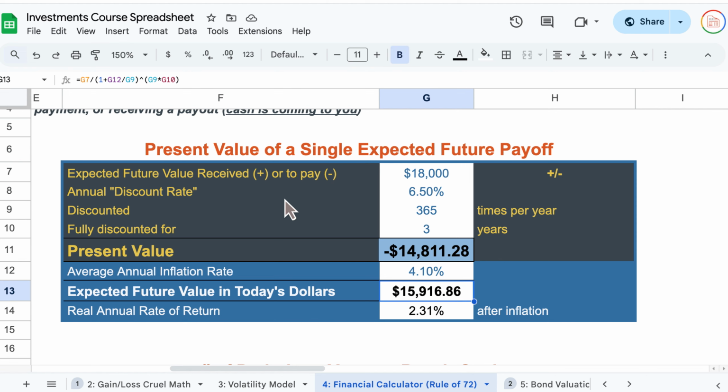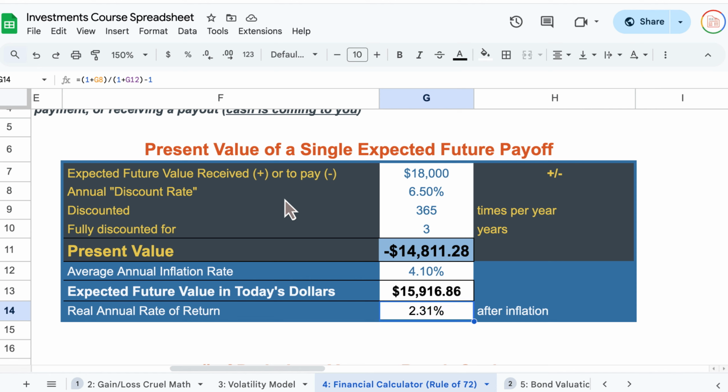Like we had before with the future value example, we've also included this feature with inflation. So if inflation was running at 4.1% a year over the next 3 years, I'm just making that up, what is that $18,000 payoff that you're anticipating worth in today's dollars? It would be worth $15,916.86. Your so-called 6.5% nominal return, or that discount rate that you've applied to that future cash flow, is actually worth 2.31% once you've taken inflation into account.